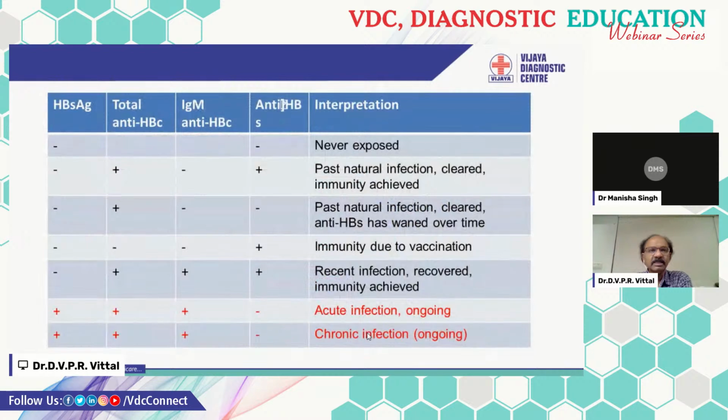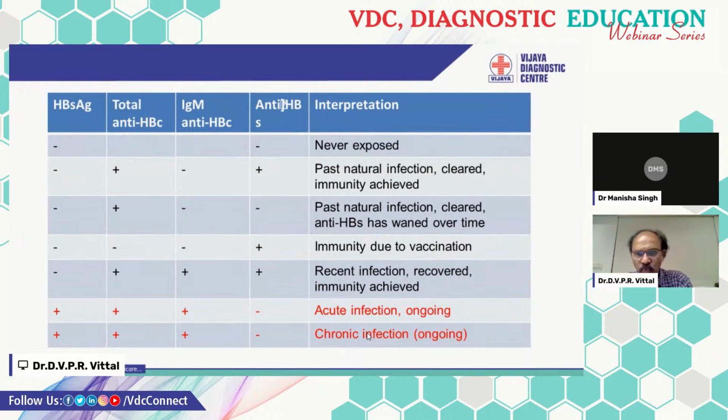Now, this particular table gives us how to diagnose whether the patient has a chronic or an acute infection. The first one is where all of them are negative, and the patient has never been exposed to hepatitis B infection. The other one is total antibody as well as anti-HBs seen. So this shows the immunity achieved and cleared infection. This must be after 6 months. Now, the other one, total anti-HBc is present, and anti-HBs has waned over time. Next, the fourth one is due to vaccination, and the fifth one is due to recent infection recovered.